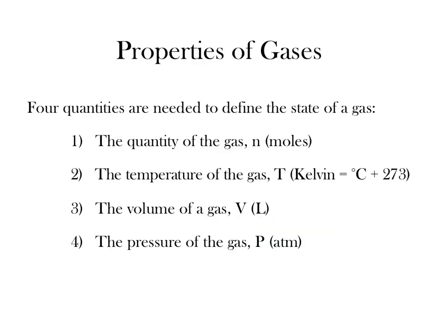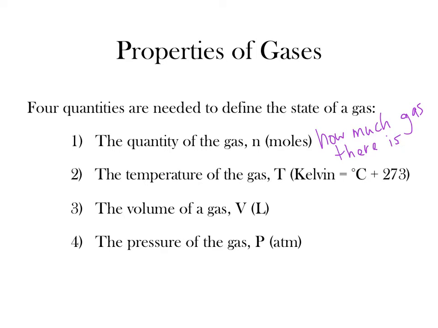There are 4 quantities that are needed to define the state of a gas. First of all, the quantity of gas, or n, or the moles, essentially how much gas you have. The more molecules or moles that you have, the more gas that you have.